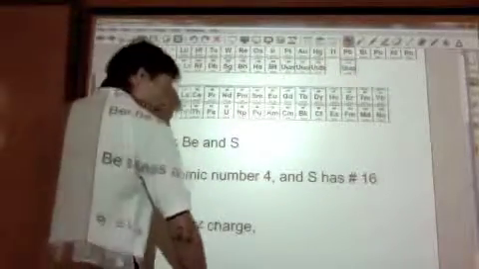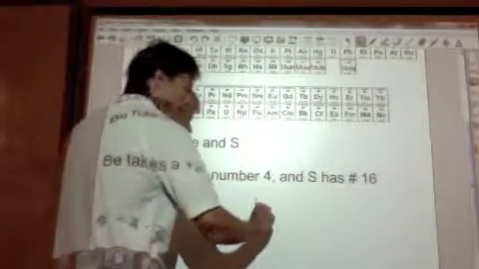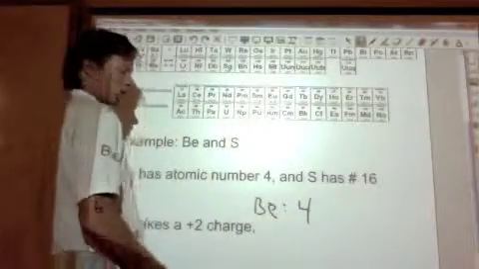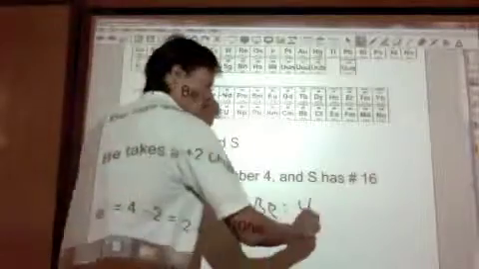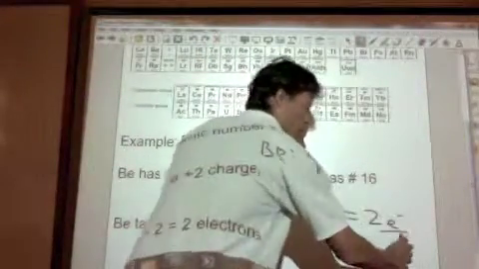Beryllium, I know, has an atomic number of 4 and a charge of +2. So I've got beryllium. That's 4, and if it's got a +2 charge, that means that it has lost 2 electrons, so I can subtract 2, which means it has 2 electrons.